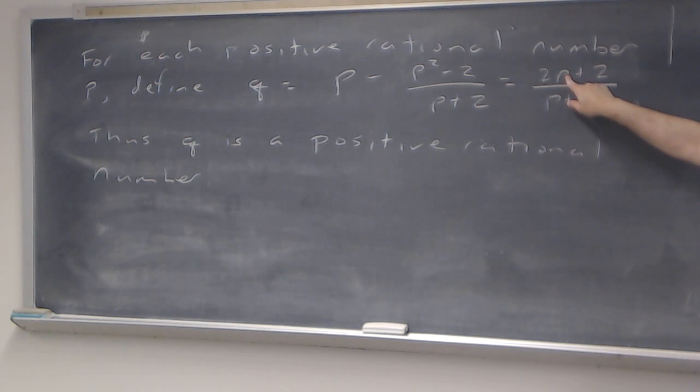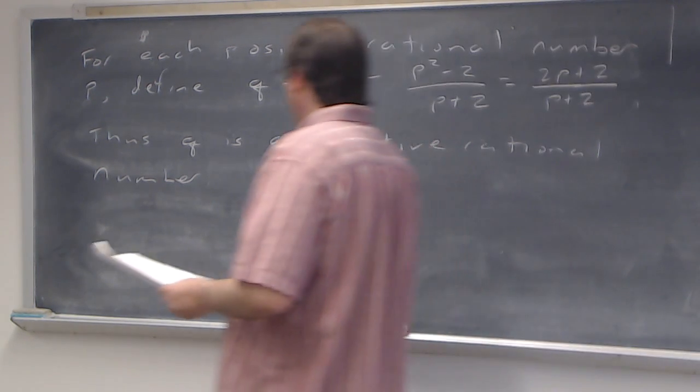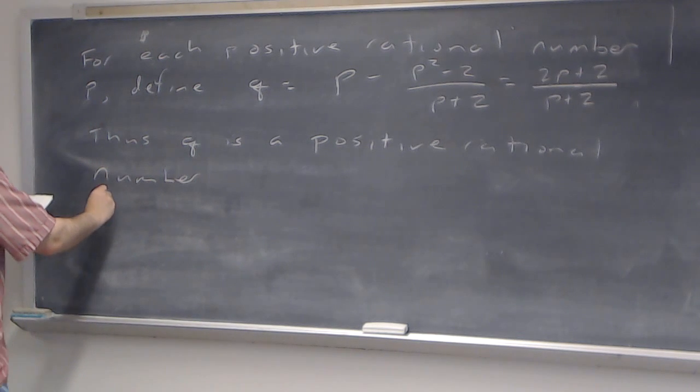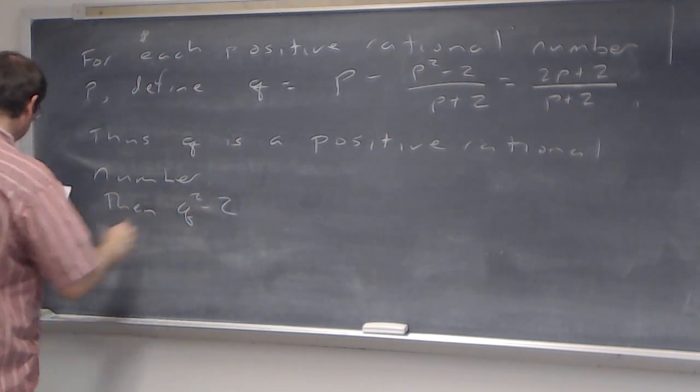So 2 times P is a positive number. You add 2 to it, you get a positive number. You're dividing it by a positive number, so that makes a positive number. And then we're going to look at Q squared minus 2.